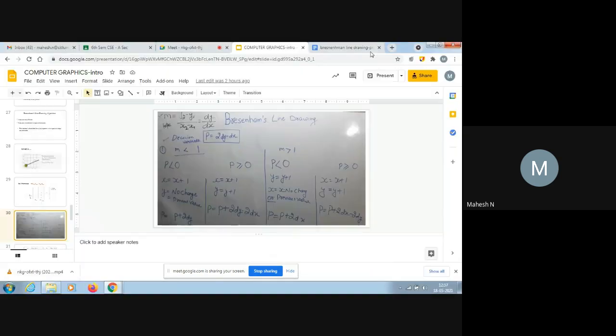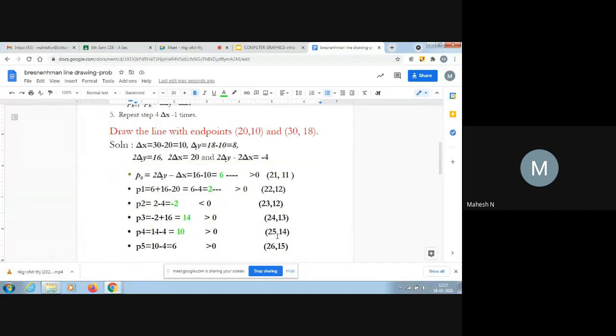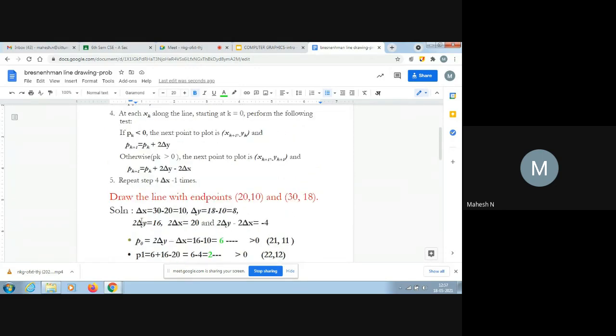Now let us see what I have done. Yes, x I have incremented by 1, but y I have kept as it is. I have kept y as it is, and x obviously I have incremented. Fine, right? So for the next decision, I have used this formula: new pk plus 1 is equal to pk plus 2dy, as my previous decision variable was negative.